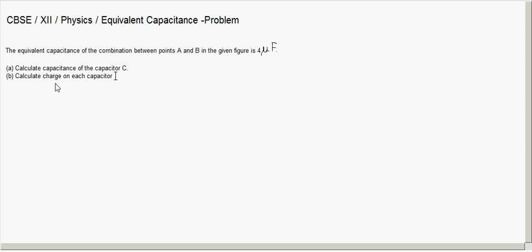If a 12-volt battery is connected across terminals A and B. And the last question, C, what will be the potential drop across each capacitor?